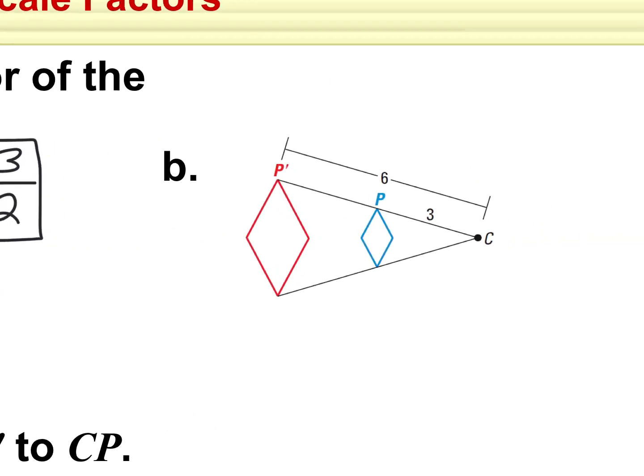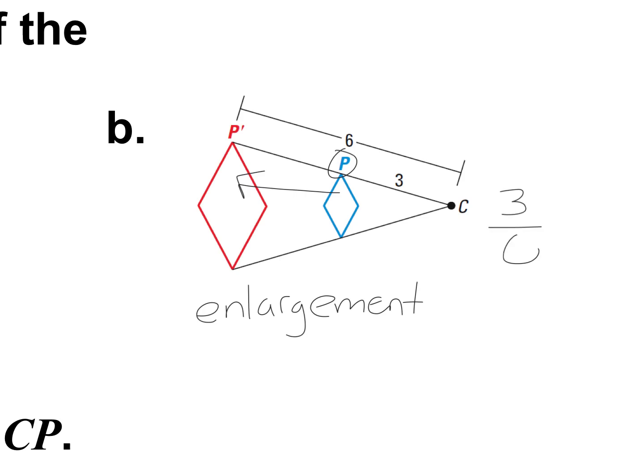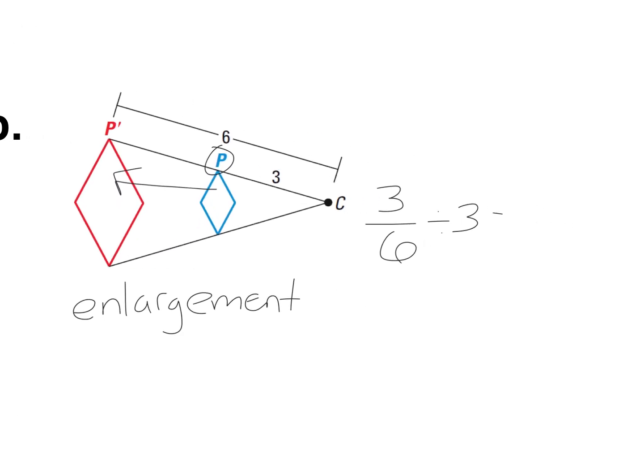Looking at B, first, what do we got to determine? Reduction or enlargement. Which one is our original? Blue. It's an enlargement. Now we got to figure out our scale factor. What was our original length? 3. What's our new length? 6. What can I divide by 3? We get 1 over 2. That is our scale factor. So double in size. Any questions so far?